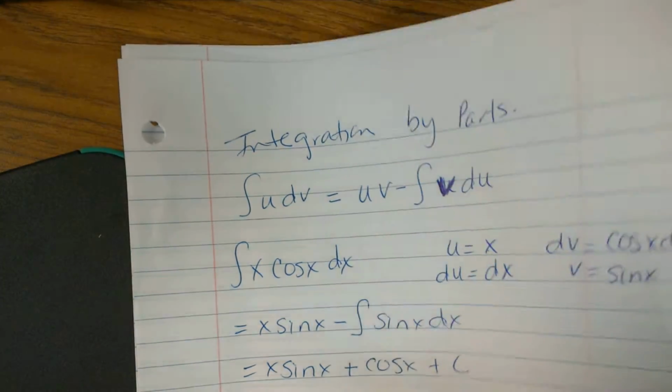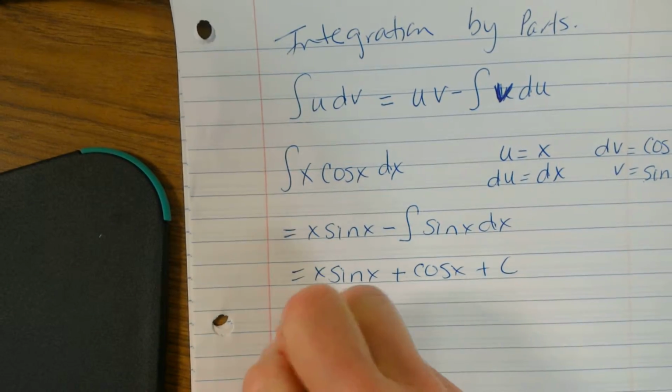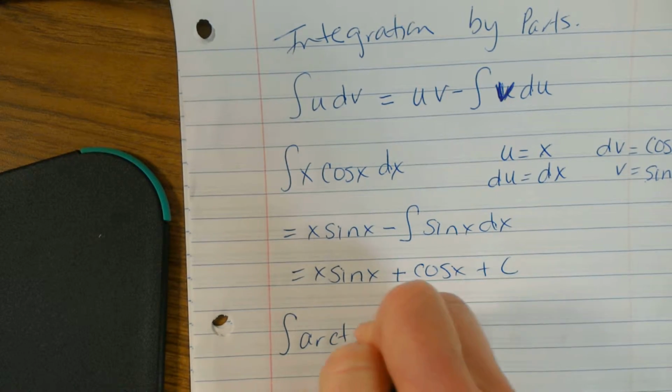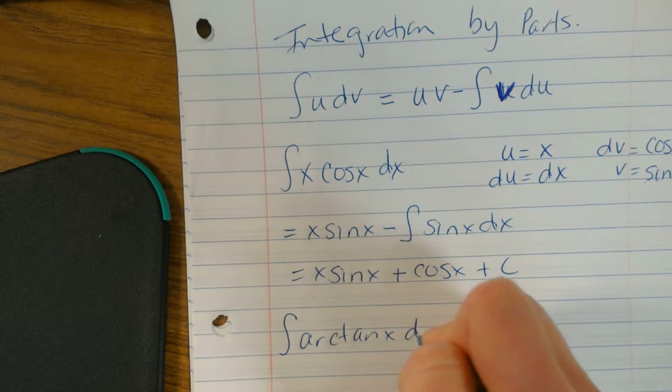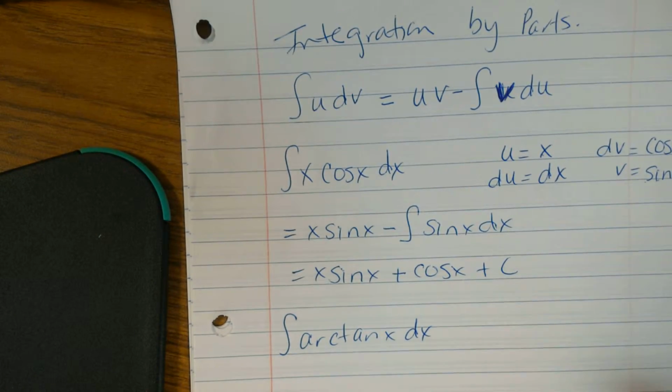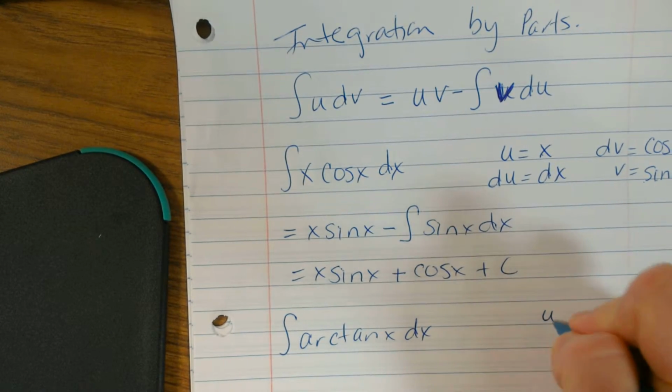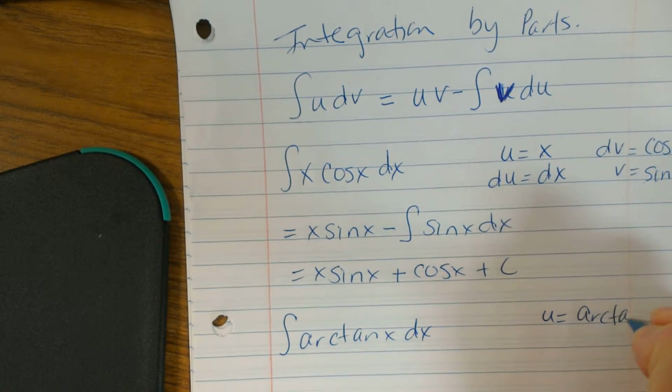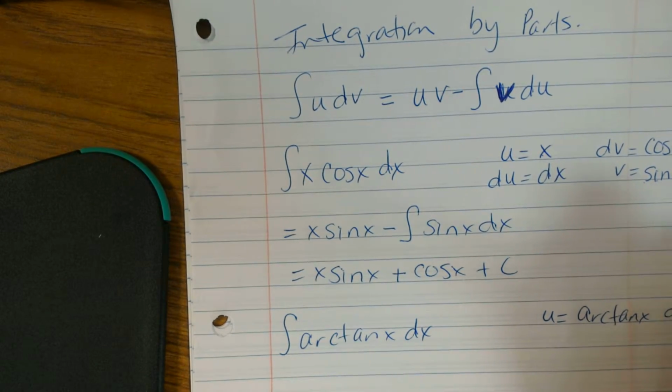So let's look at another one. So what if I had arctangent of x? Now if I remember from back in Chapter 5, we found how to take derivatives of arctangent, but we never really had any antiderivatives that were just arctangent. And we really don't have anything else in other pieces. So what I'm going to do is let u equal arctangent, and then dv equal dx.